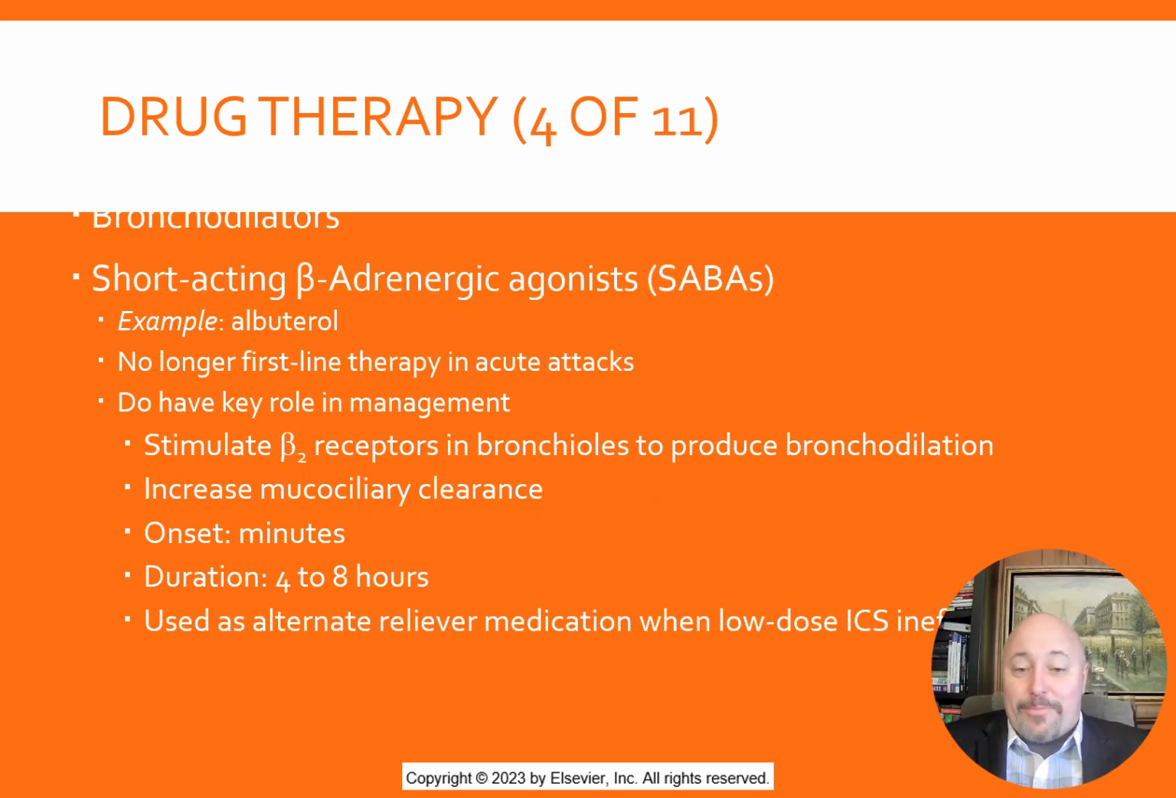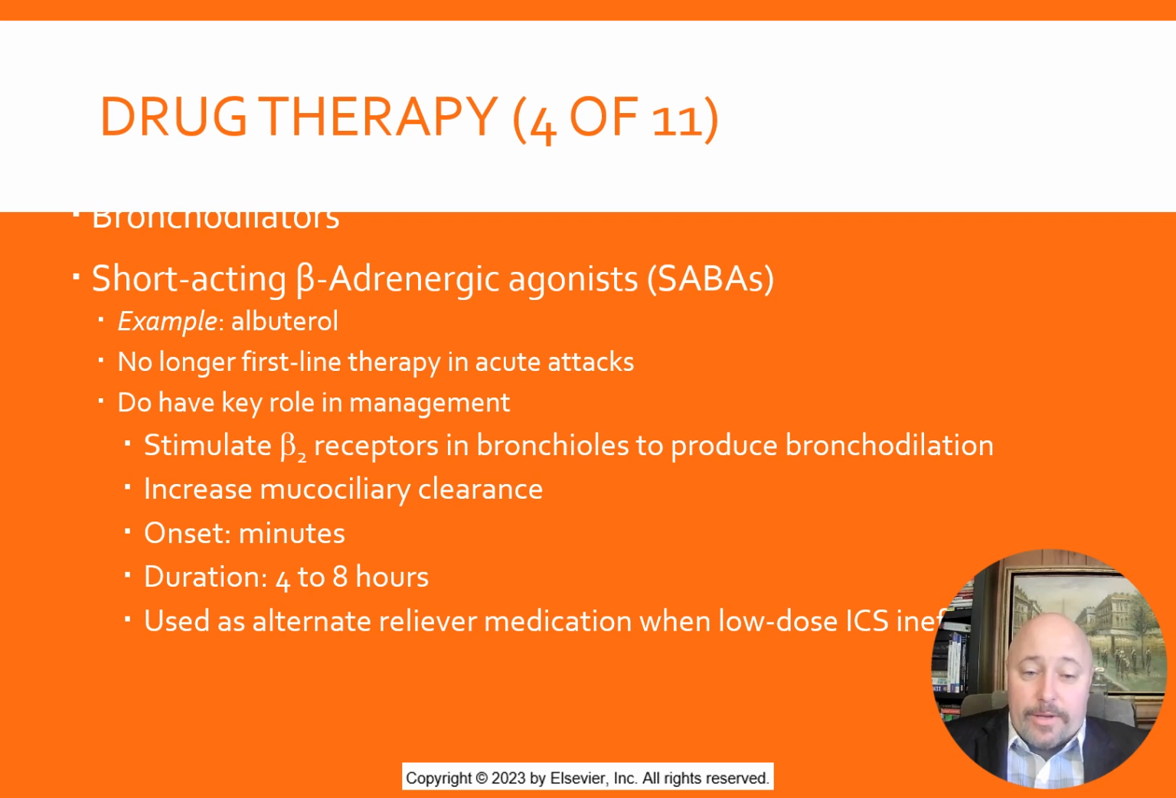Next, as we talked about previously, albuterol, or SABAs, short-acting beta-adrenergic agonists. I know a lot of you are LPNs here in the room, and you're probably very familiar with albuterol and give it a lot. When you see short-acting beta agonist, SABAs, they're talking about albuterol. It's no longer a first-line therapy in acute attacks. That's going to depend by facility, but they do have a key role in the management.